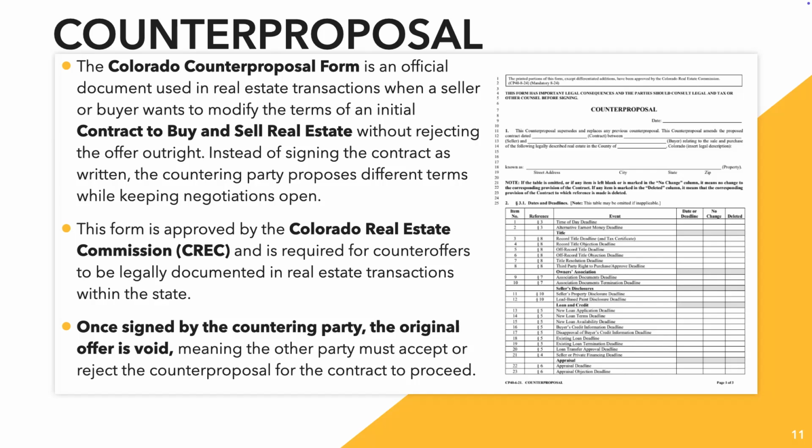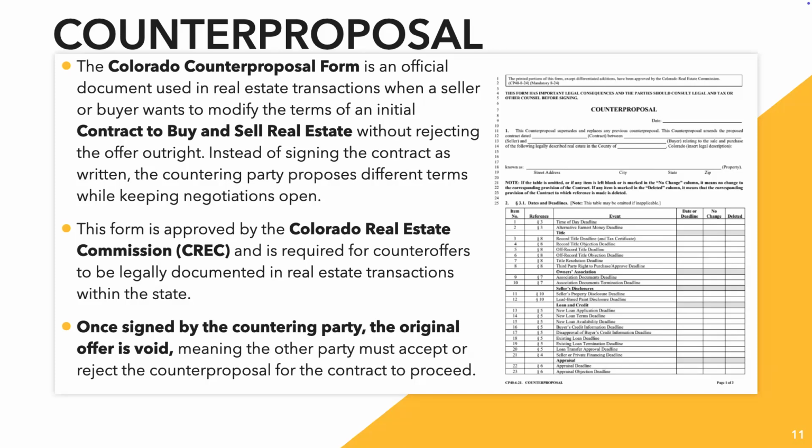As you guys can see, all of the contract forms that we use are approved by the Colorado Real Estate Commission. Once signed by the countering party, the other original offer is now void, right? So we know this. When we counter, we are voiding the original offer. We can't go back to it. There's no real revive button on this, okay? This is an automatic rejection and void of the original offer.